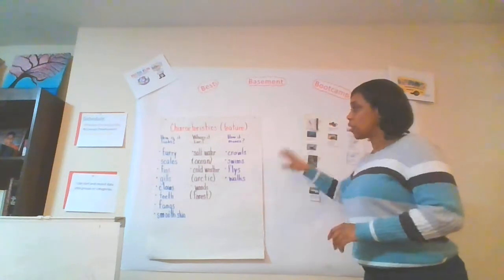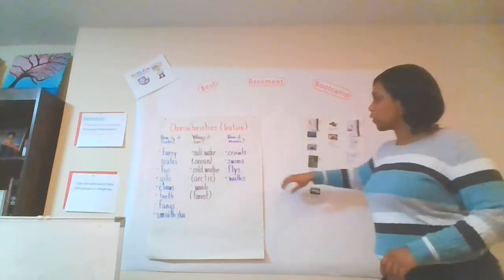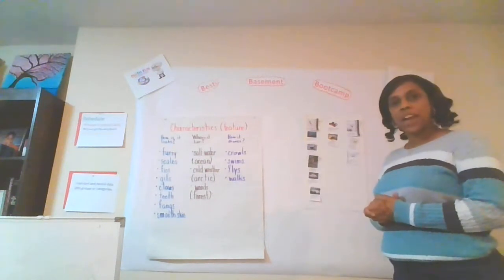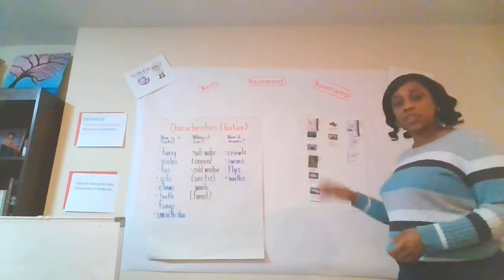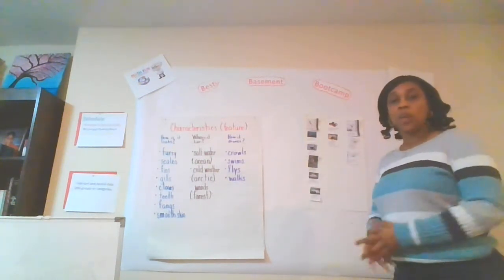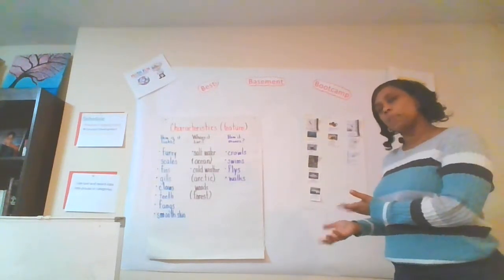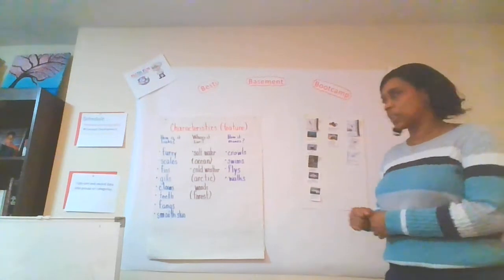So, we've taken the feature of where these animals lived and we've grouped them. Now, we're going to take the information, the data that we have, and we're going to put it into a table. Let's see what we can do.